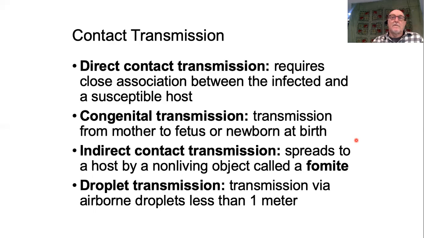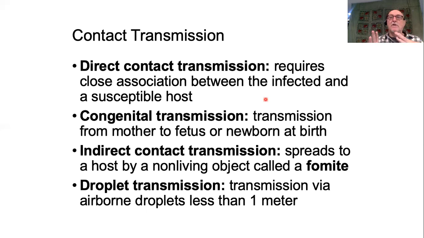And for many of the diseases we are going to be talking about when we talk about viral and bacterial diseases after this, many of those require direct contact transmission. So there's got to be a close association between an infected person or an infected reservoir member and then the future host. That is very commonly the case. Congenital transmission is transmission from mother to either the fetus or the newborn at birth. And there are several, especially viral diseases, where this can occur.